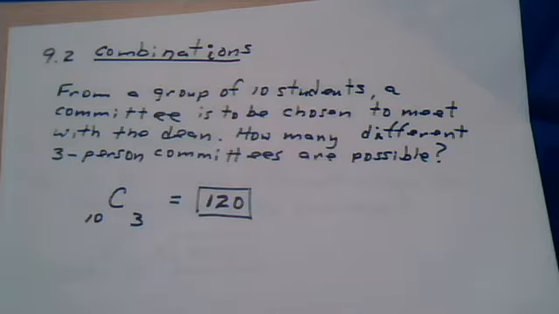Combinations. From a group of 10 students, a committee is to be chosen to meet with the dean. How many different three-person committees are possible?